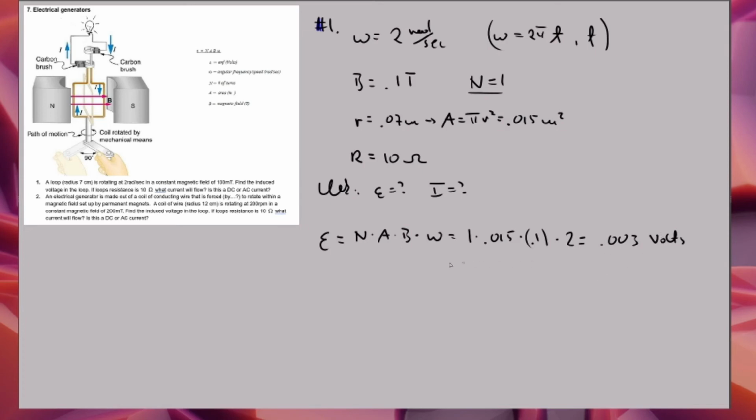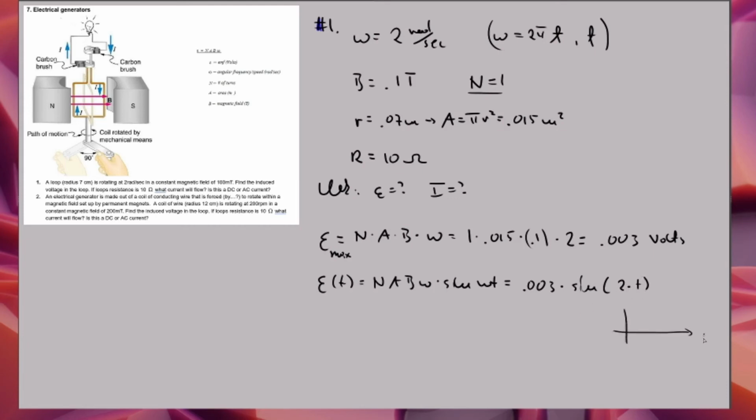Okay, so this is the voltage, but this is the maximum voltage, right? This is just the maximum voltage, really. If I want to find the actual expression for the voltage, what I would have to write is that it would vary with time. And that would be N A B omega times sine of omega t. Or this would be 0.003, where this is the maximum voltage, times the sine of 2 times t.